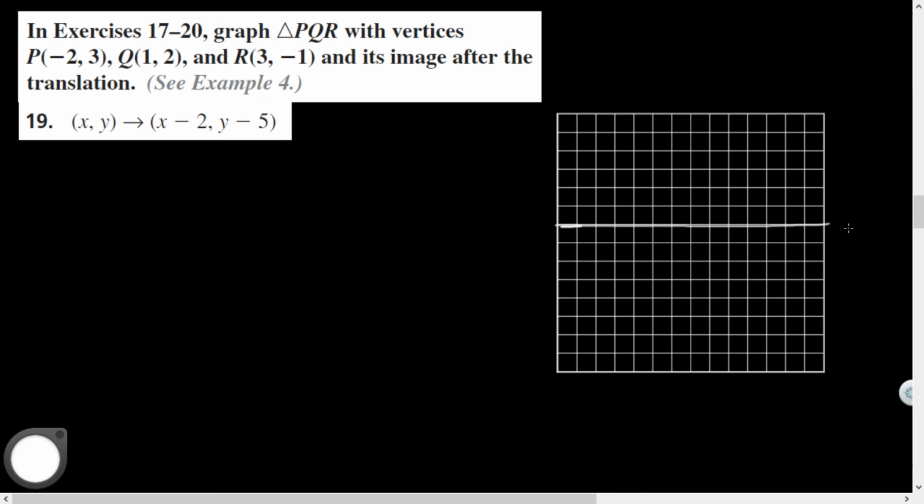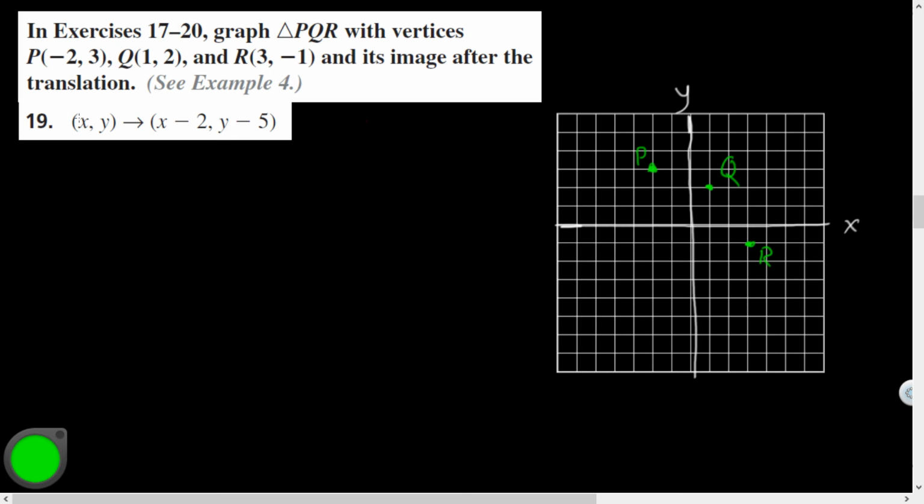So if this is my x-axis like that, and my y-axis looks like 2, 1, 3, and I'm shifting. So this should be able to land somewhere in the middle. So there's my pretend y-axis. Let's plot our pre-image, if you will. So P is -2, 3. So there's P. Q is 1, 2, over 1, up 2. There's Q. And R is 3, -1, R.